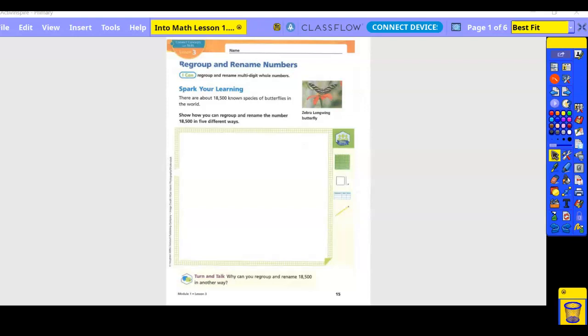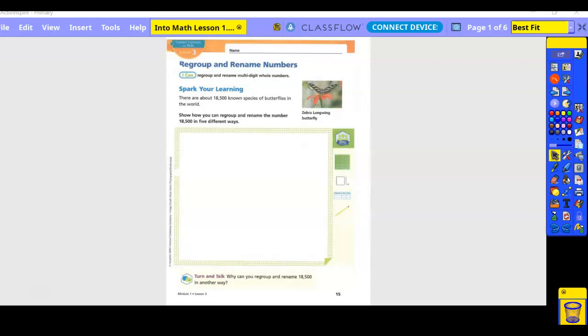Fourth grade math lesson 1.3, regroup and rename numbers. I can regroup and rename multi-digit whole numbers. Start your learning. There are about 18,500 known species of butterflies in the world.